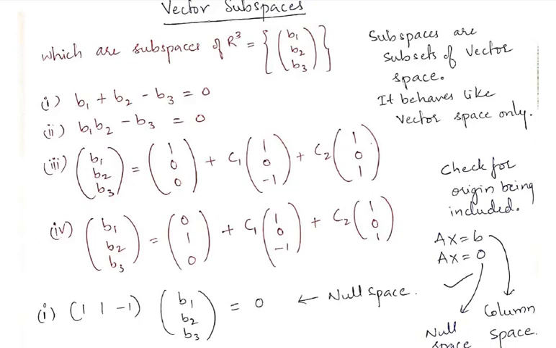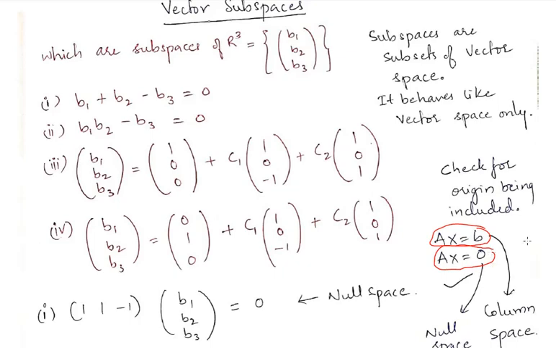What is a null space and what is a column space? I'll just give a gist about it. When you write a matrix with Ax is equal to b, that is called a column space. Null space is defined when it is equal to 0. So this is called null space.